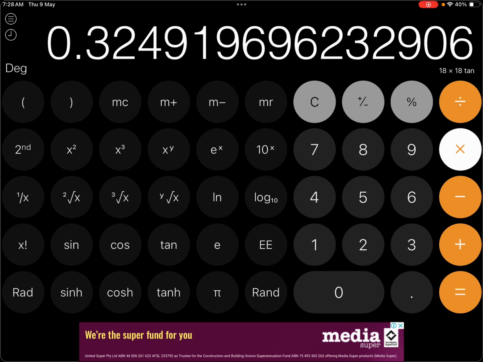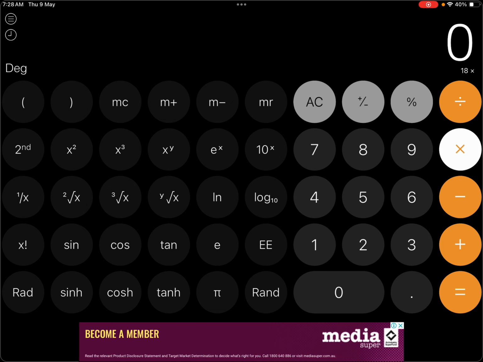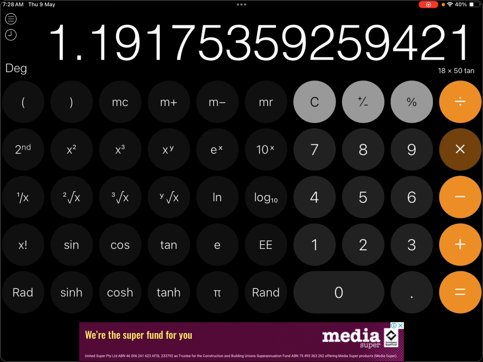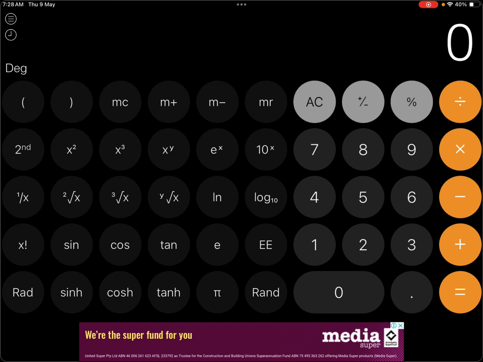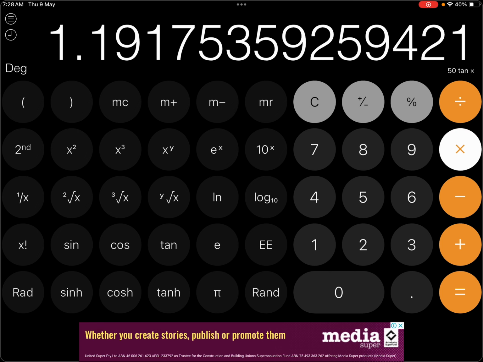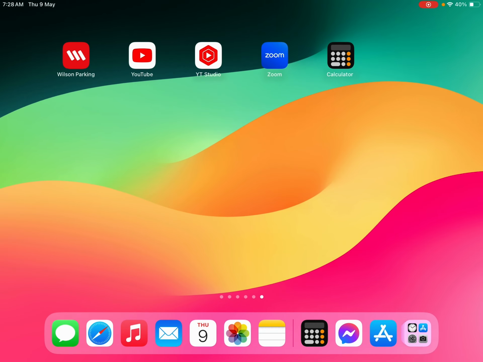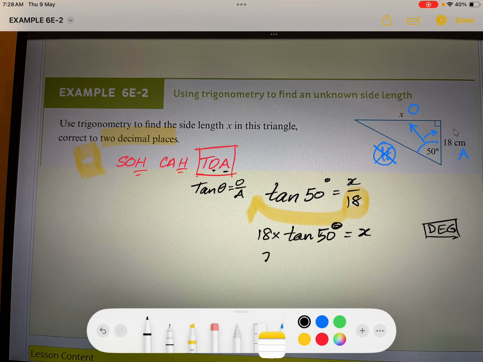Oh no, we've got to put the angle first. Let's just do tan of 50 first, and there's the degree up top left. Yes, tan of 50, and times that by 18. Try again. Tan of 50 times 18. Okay, so we get 21.45156. That's what x is about.